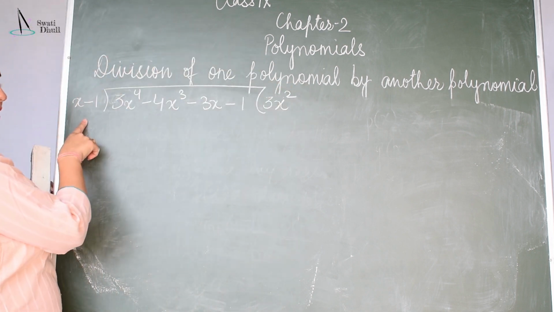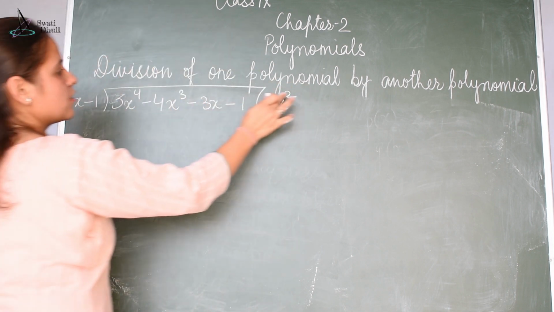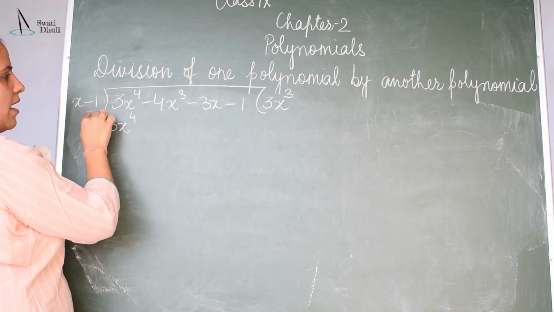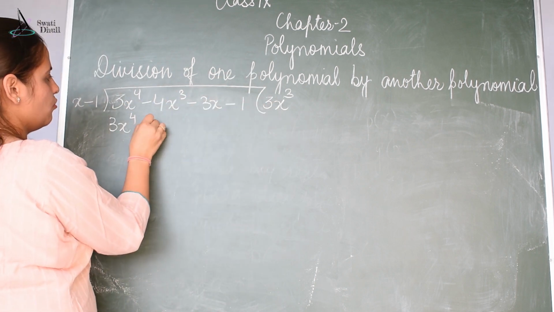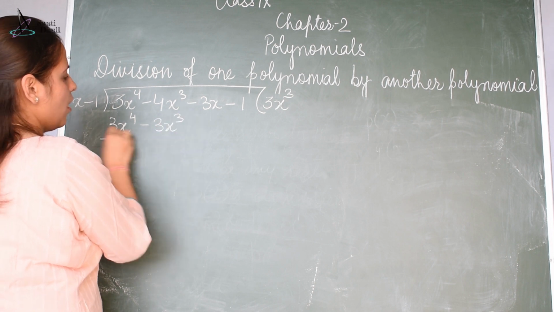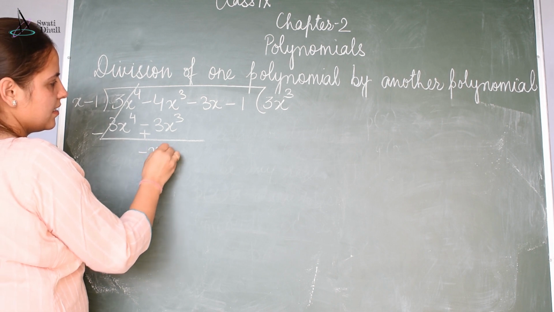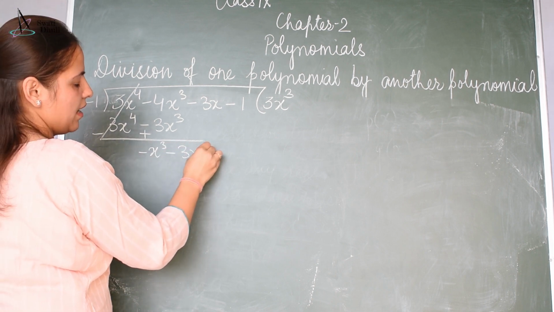Now I have to multiply this with it. So this 3x cube. So what will I get? 3x to the power 4 minus 1 into 3x cube. So minus 3x cube. Now I have to subtract, cancel out. It will be minus x cube minus 3x minus 1.